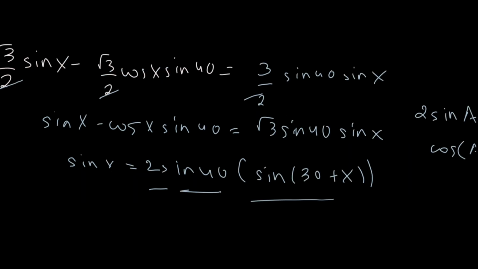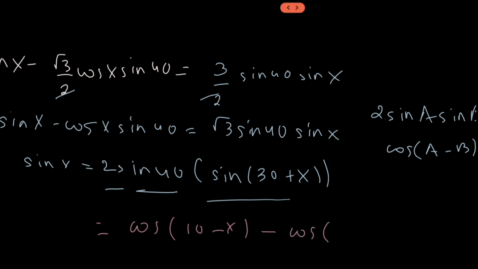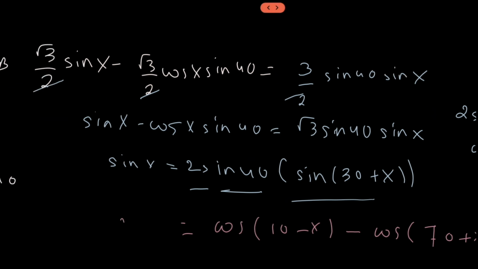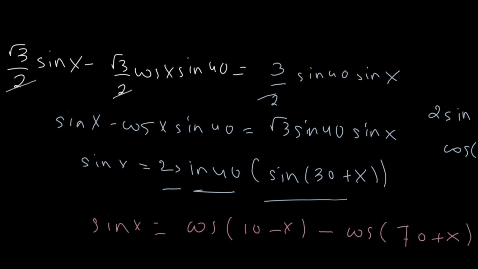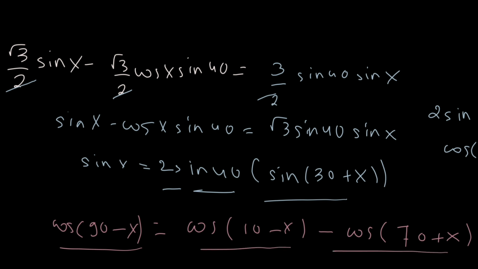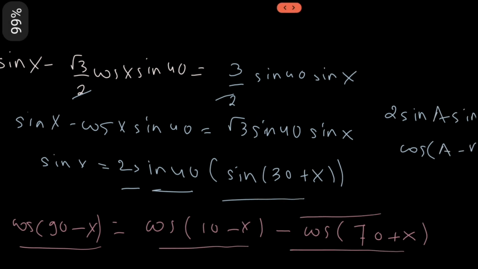Now by applying the same identity over here, this thing will turn out to be cos of 40 minus 30 minus x, that is 10 minus x, minus cos of 30 plus 40 plus x, that is 70 plus x, and this is equal to sine of x degrees. Okay, now to simplify this further, I will change sine of x in terms of cos. So sine of x can simply be written as cos of 90 degrees minus x. Now we can see that cos of 90 minus x equals cos of this minus cos of that. So I will move this term to the other side.